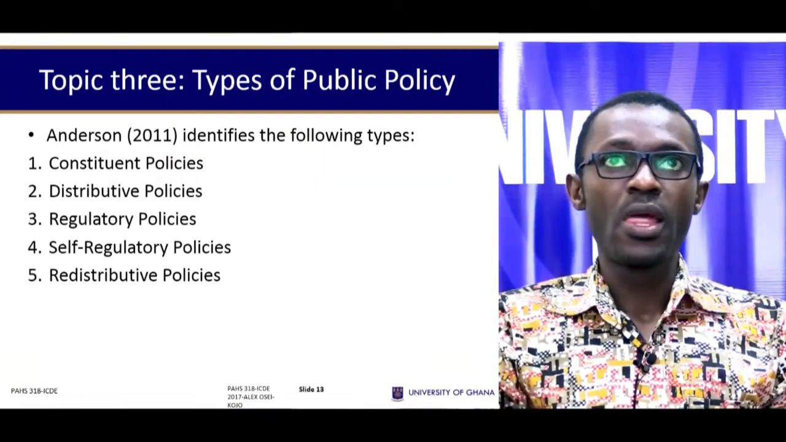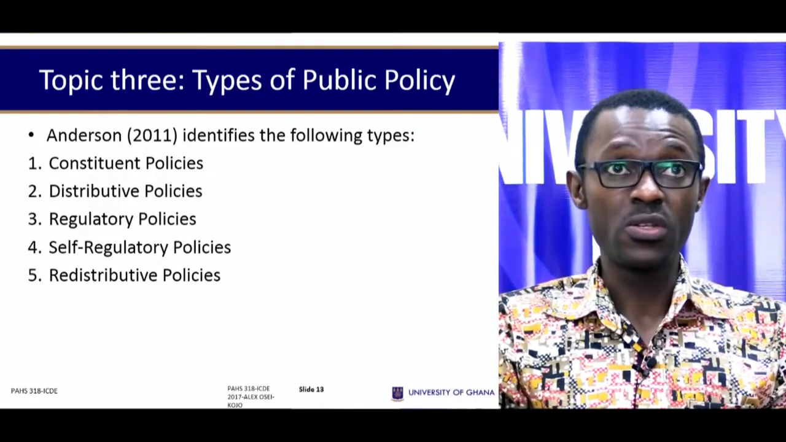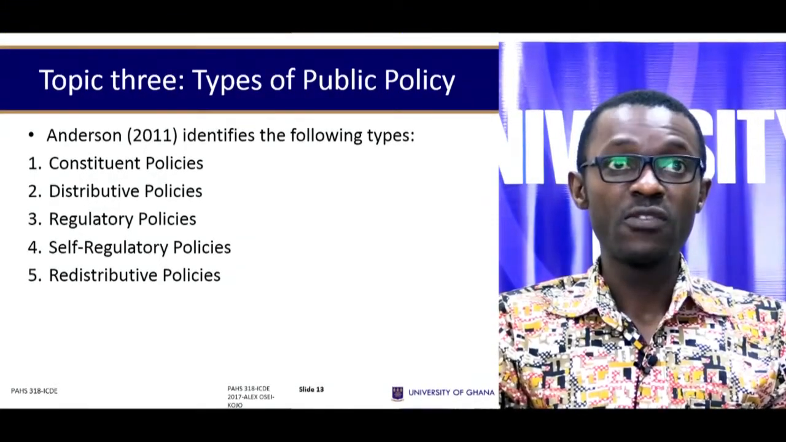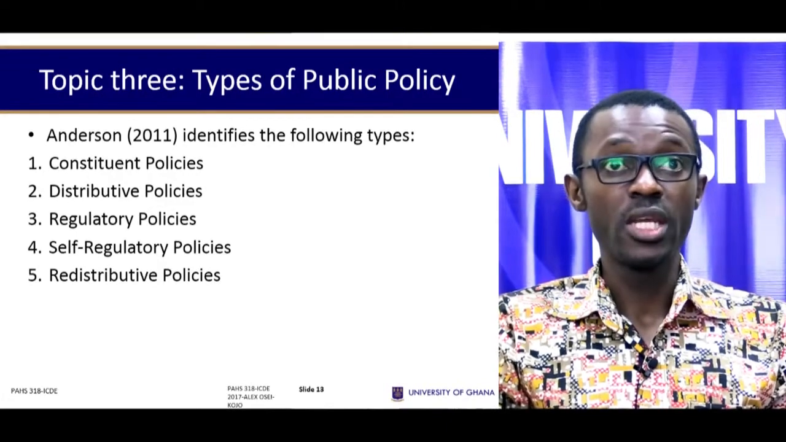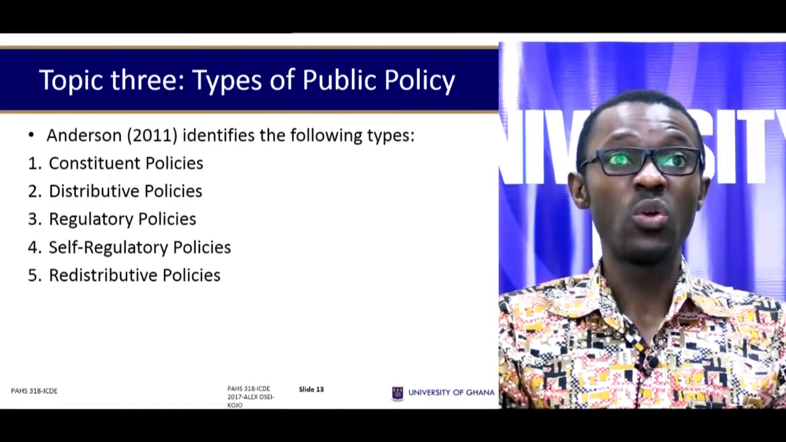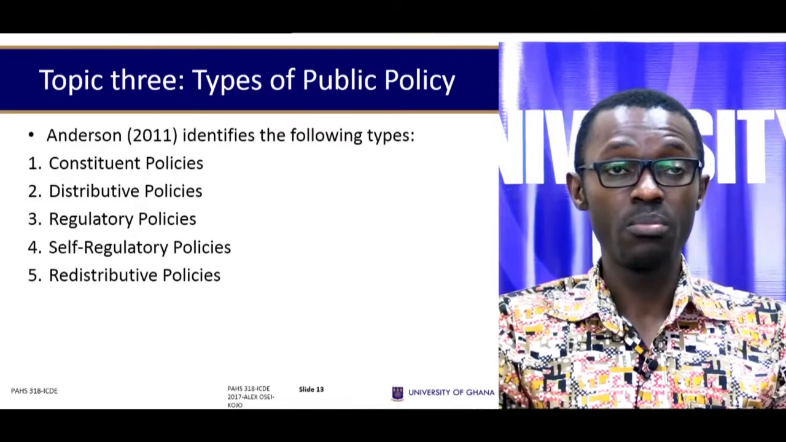Topic 3 is the types of public policy. Anderson defines the following types of public policy. These are constituent policies, distributive policies, regulatory policies, self-regulatory policies, and redistributive policies.